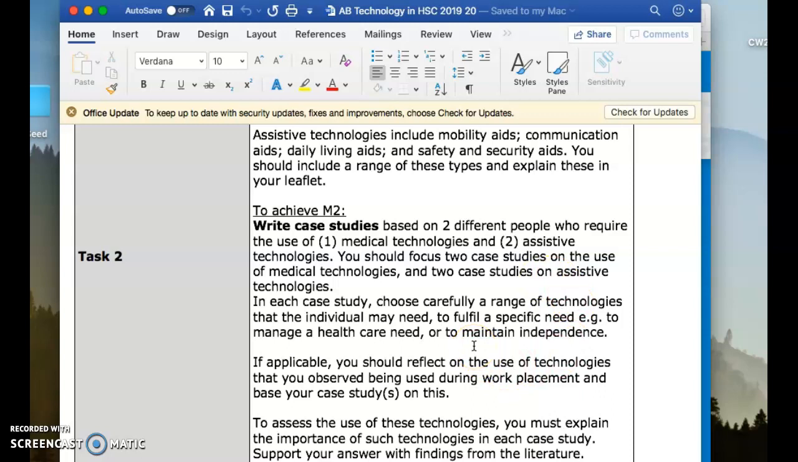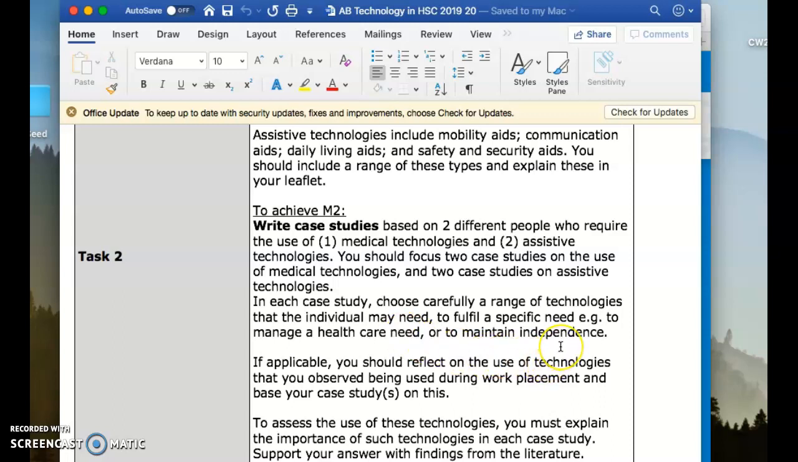So the detail here says, in each case study, choose carefully a range of technologies that the individual may need to fulfill a specific need. For example, to manage a healthcare need, and that could be a range of things. It could be to manage their asthma, or to manage diabetes, or to manage heart disease. So it could be a healthcare need. It could be to manage their urinary output. It could be a range of things, or to maintain independence. So when we talk about a healthcare need, we're talking about our medical technologies. And remember, there's a range of technologies under that heading, such as diagnostic, operative, invasive, and life support.